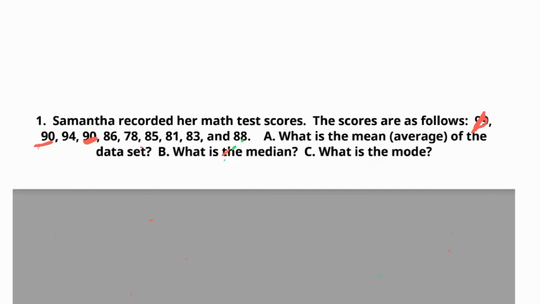Let's look at 94. Is it repeated? Nope. Cross it out. Is 86 repeated? Nope. Cross that out. Is 78 repeated? Nope. Cross that out. Is 85 repeated? Nope. Is 81 repeated? Nope. 83 repeated? Nope. Finally, 88. Does that repeat? No, it's by itself.